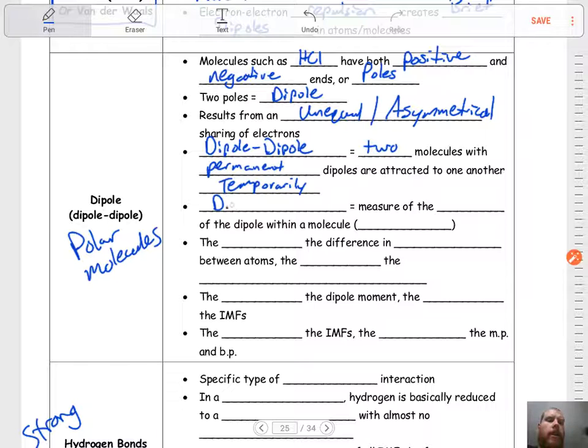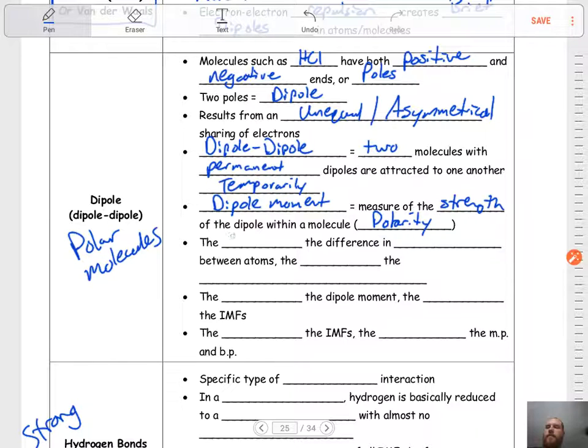So you have this thing called a dipole moment, which is the measure of the strength of the dipole within a molecule. So basically, how polar is it? Okay, that's what this means. Dipole moment just means the longer the dipole moment, the stronger the polarity. The shorter it is, the less polarity it's got.